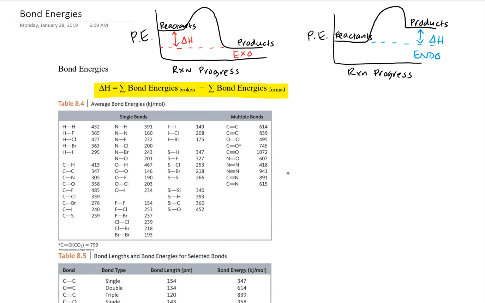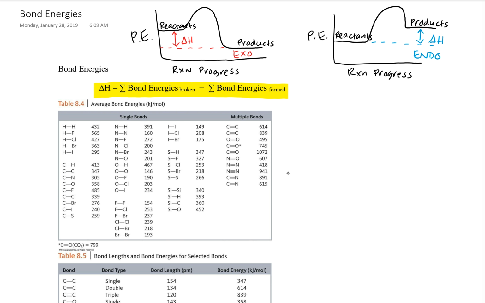Remember, in our energy path diagrams, we have our reactants with some amount of potential energy, and then our products with some amount of potential energy. And the difference between products and reactants gives us our delta H, which is our change in enthalpy. If products land lower than our reactants, we have an exothermic reaction. If products land higher than our reactants, we have an endothermic reaction.